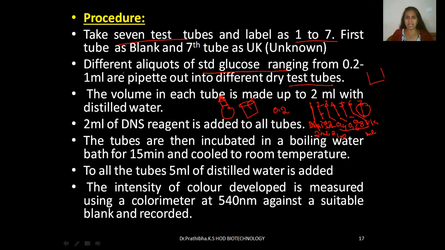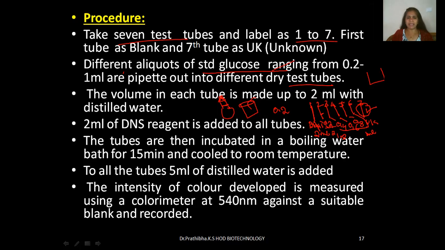Your in-charge teacher will add the glucose and make up the final volume to 2 ml. For example, they would have given 0.2 or 0.4 or 0.6. If they have given 0.6, they'll put the respective amount of distilled water, make up to 2 ml, and give it to you. Hope you understood up to here. You made the volume up to 2 ml using distilled water.